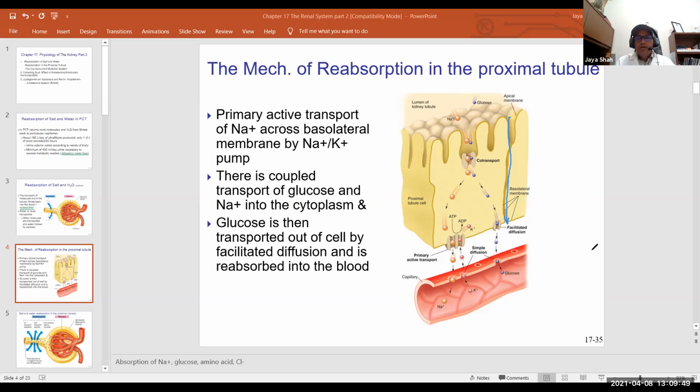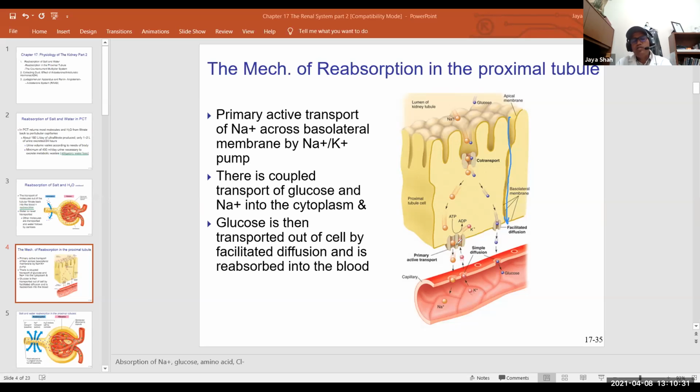Okay. So let's see first how sodium is transported in your proximal tubule. In the basolateral membrane, there is a protein molecule in the plasma membrane of these tubular cells. This is called the sodium potassium transporter. Okay, this is called the sodium potassium pump or transporter. So using ATP, when you use ATP, you transport certain things against the gradient.